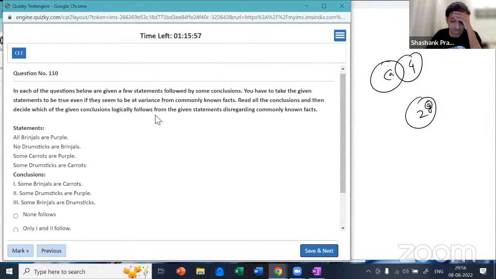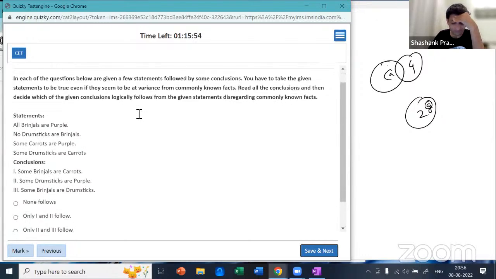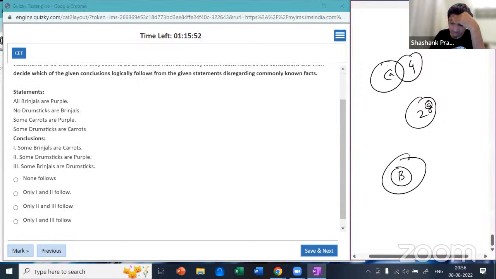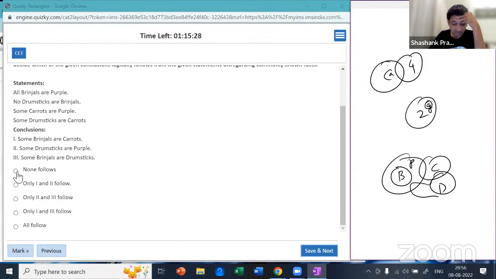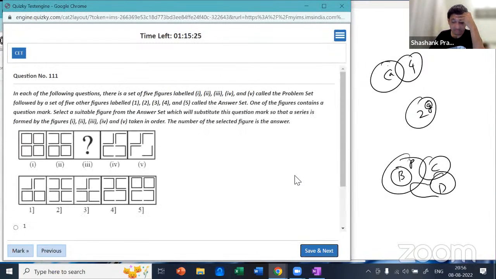By now I should have been comfortably above 100. All brinjals are purple, but I've left a lot of questions. No drumsticks are brinjals, good for them. Some carrots are purple, some drumsticks are carrots, and no drumsticks are brinjals. So this can be like this, this can also be like this. Okay. Some brinjals are carrots, no. Some drumsticks are purple, not can't say. Some brinjals are drumsticks, can't say. Can't say anything. What happened? Okay, none follows. I don't know. Either I'm making a big mistake here or whatever.